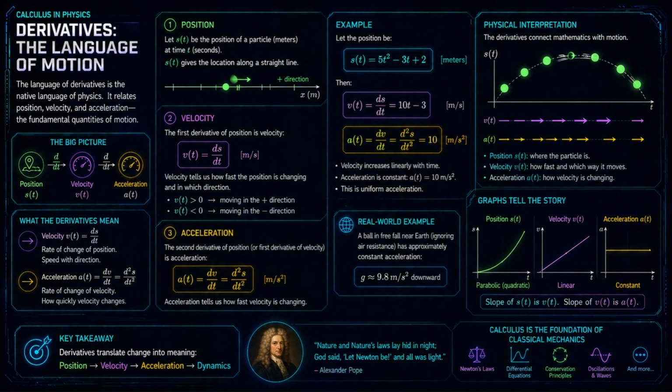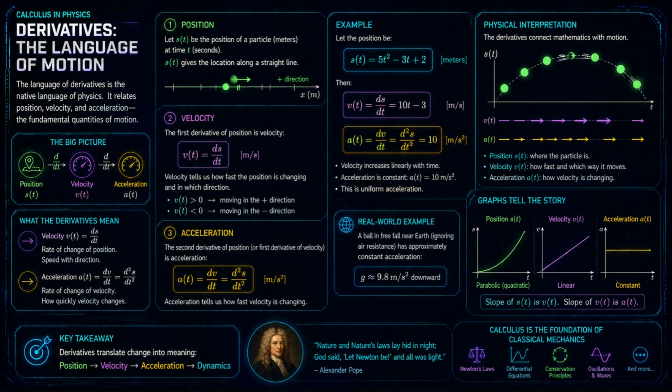Positive velocity means moving in the positive direction. Negative velocity means moving in the negative direction. The second derivative of position, equivalently, the first derivative of velocity, is acceleration: a of t equals dv over dt equals d squared s over dt squared. Acceleration tells us how fast the velocity is changing.